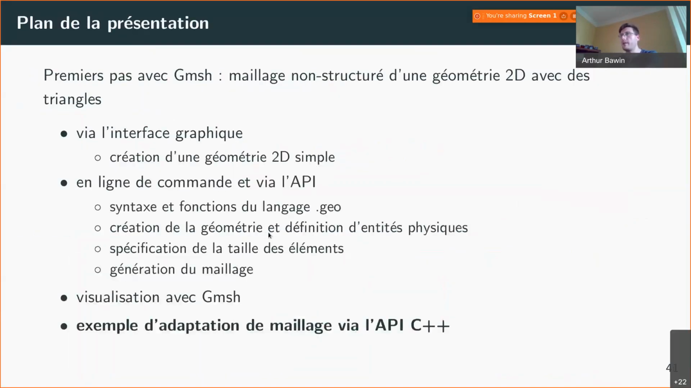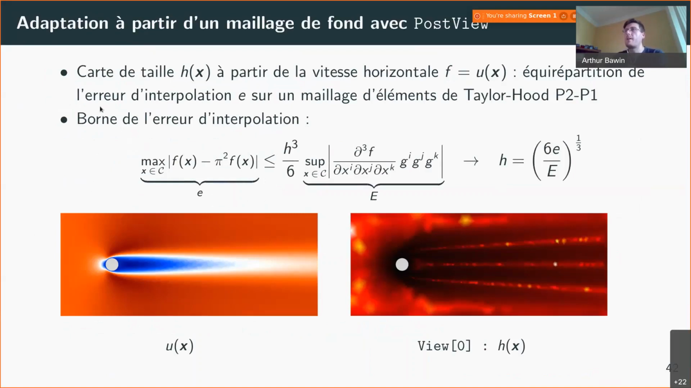I'm going to conclude real quick with a small example of mesh adaptation. Essentially, we're going to build a size field through the C++ API, and we're going to use the field post view. The size field is really in the form of a post-processing view, which is the item Gmsh uses to visualize. And my whole point is you can use a view to visualize as a background mesh. For example, you can use this result as a background mesh if you wanted to.